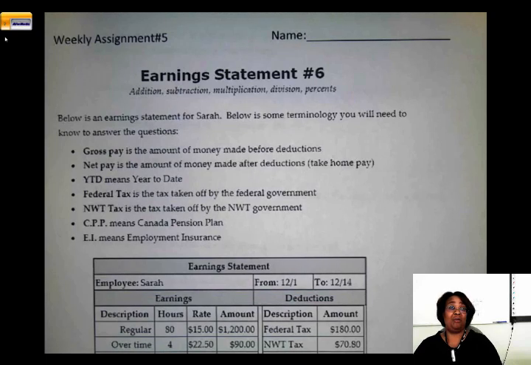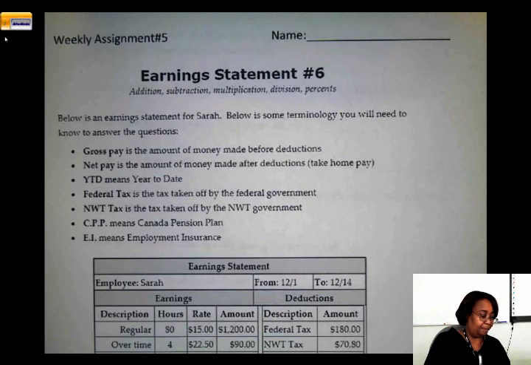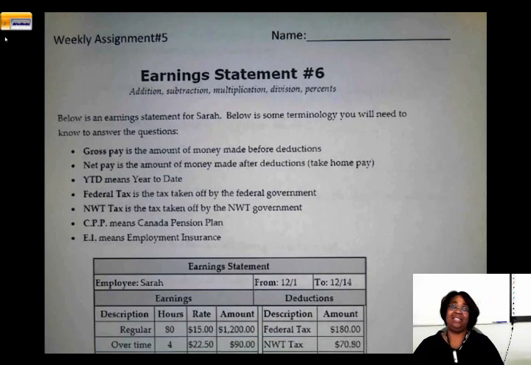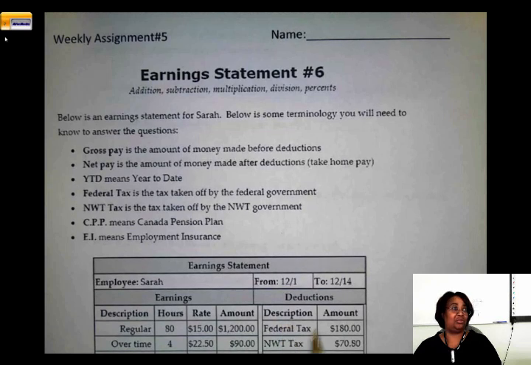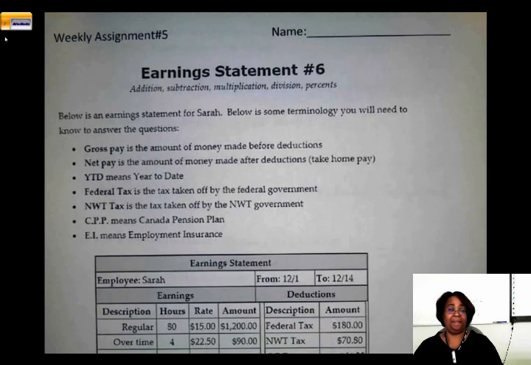So since tomorrow is book check, I'm going to be looking for weekly assignments. I think a lot of you already did week 1 and week 2, but I'm not sure about 3 and 4. This is week 5, so this one needs to be done by next Tuesday. Okay? So week 5 is this earnings statement.